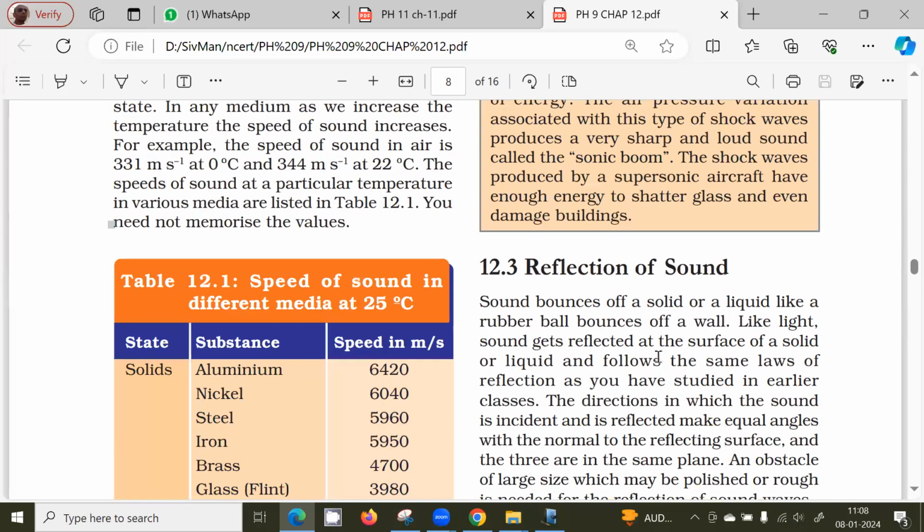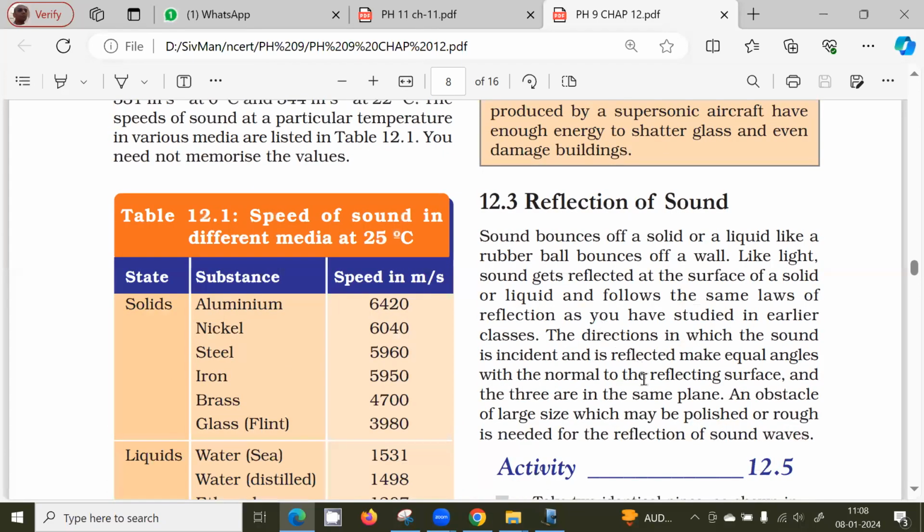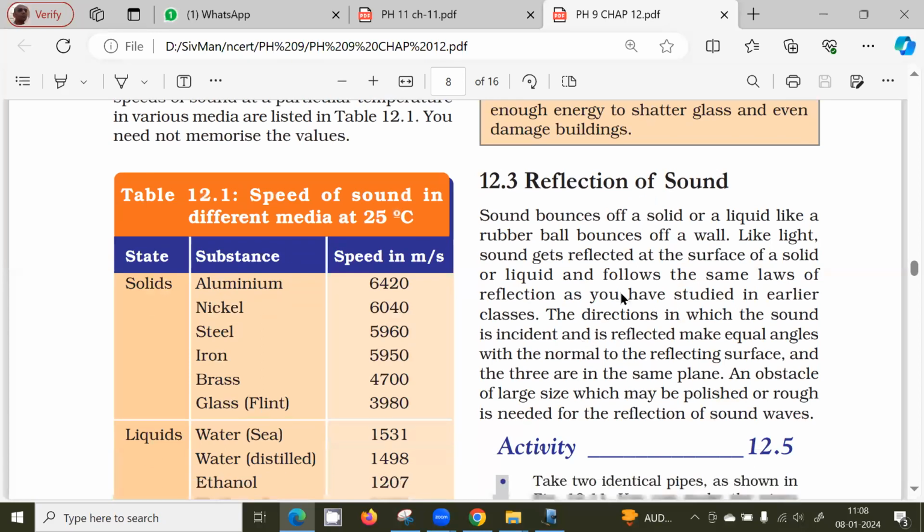Okay. So echo is basically reflection of sound. Like light can get reflected by a mirror, right? Similarly, sound also can get reflected.